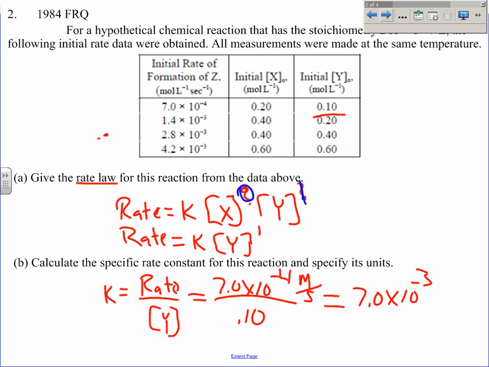And that would be molarity on bottom, molarity over seconds on top. Molarities cancel. I've got inverse seconds for my k value.